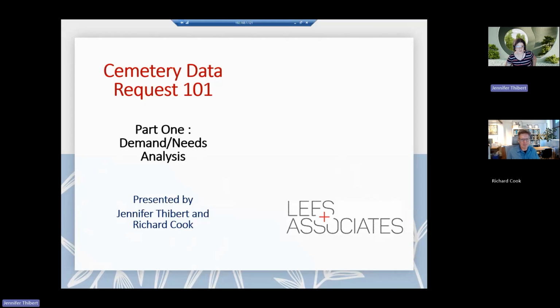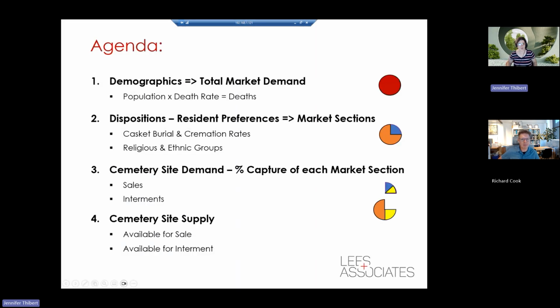All right. So today, as you said, we are going to be visiting the specific area of demand needs analysis and the information we require to do these analyses for our various cemeteries. And the information we're looking for comes under 4 categories. The first category is demographics. This represents the nature of the total market demand the cemetery is serving. And then the second category here is dispositions, which are essentially the major market segments that the cemetery is serving.